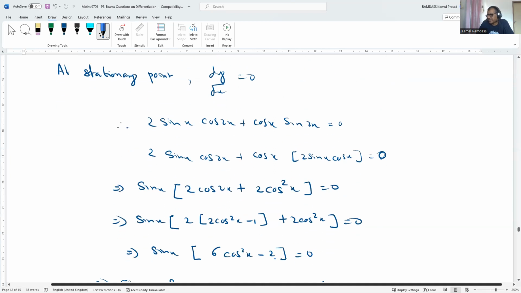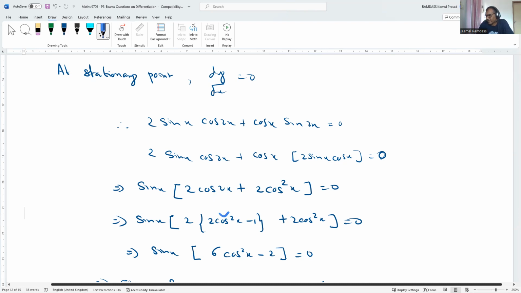Ça veut dire, mon gain, sin de x, 2 cos de 2x plus 2 cos square de x. Je remplace cos de 2x parce qu'on a cos square de x là, et je fais l'expression in cos de x. OK? Je remplace ça par the double angle formula. Cos de 2x est égal à 2 cos square de x minus 1. OK? Et je mets une double bracket. Et je gagne 2 cos square de x minus 1.